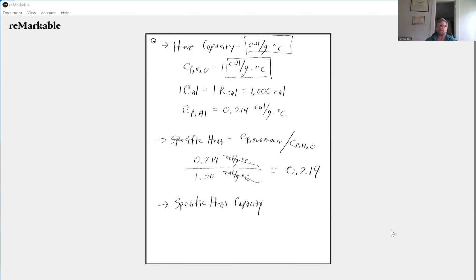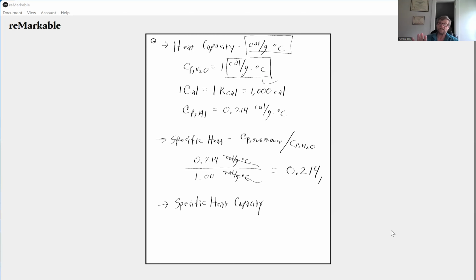So what's specific heat capacity? It's nonsense. It does not make sense. And if you want to know which one they're using, look at their examples. If their examples use units, they're using heat capacity. If their examples do not use units, they are using specific heat. There is no such thing as specific heat capacity.